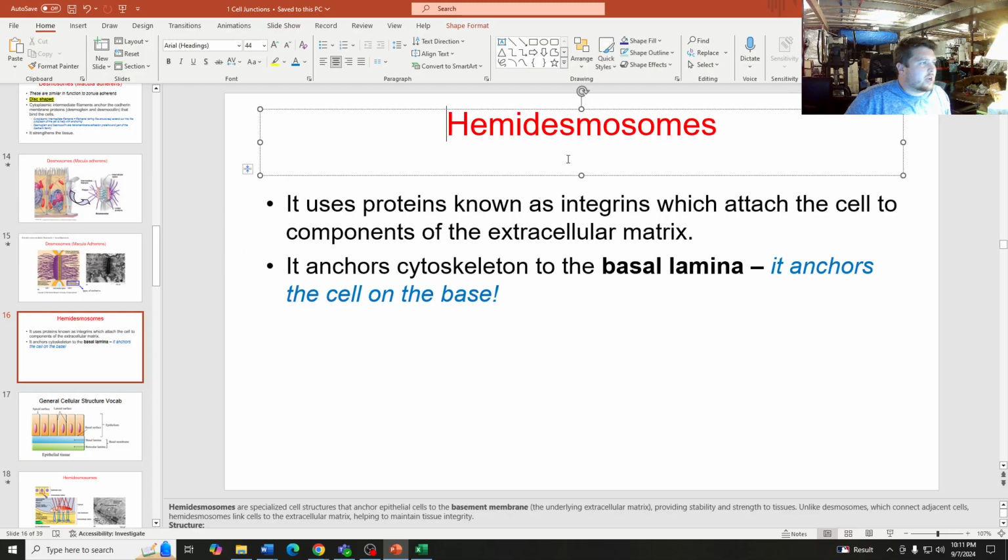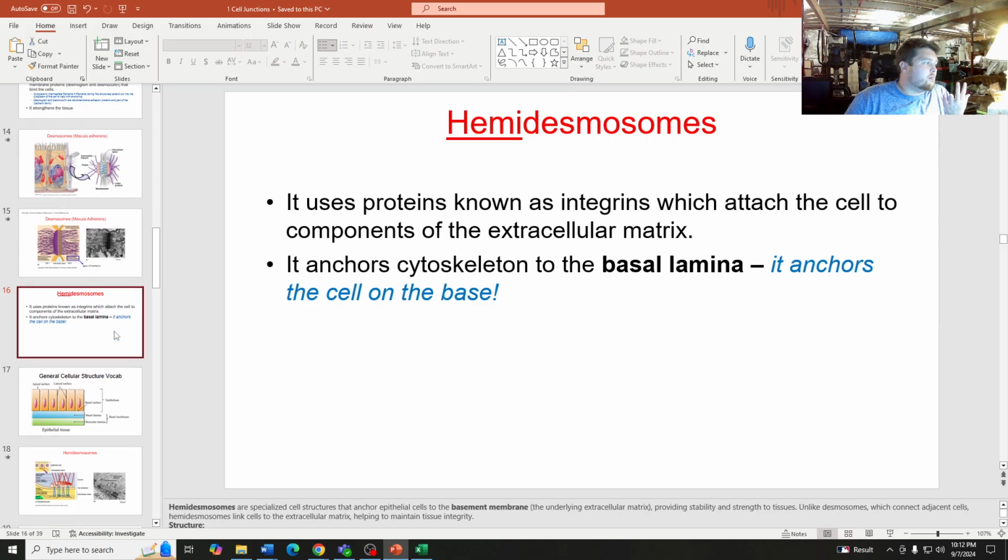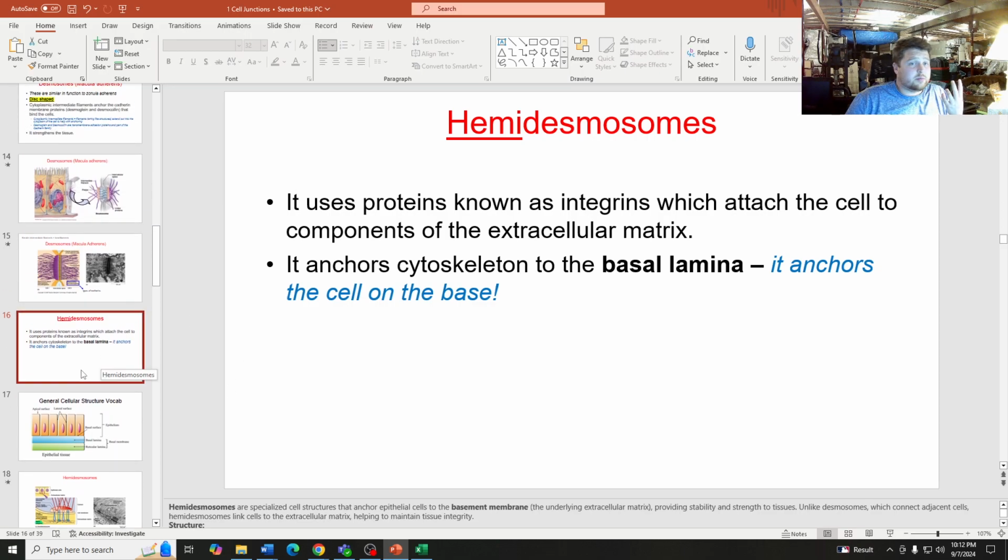Now, hemidesmosomes. Anytime that you see the word hemi, it almost always means half. If you think of it, hemidesmosome, more than likely, this is probably going to be disc-shaped as well, but it's going to be kind of half of a desmosome. That's what we're going to be looking at.